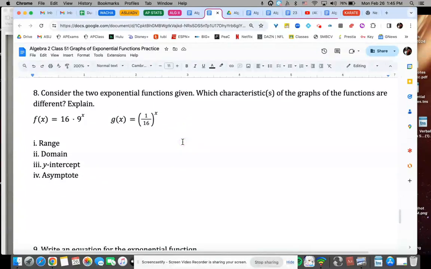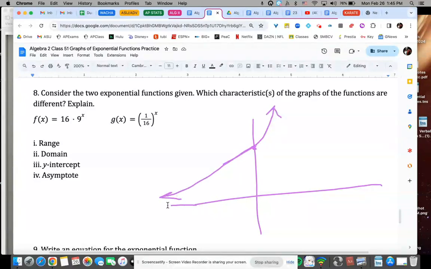Okay, consider the exponential functions. Which characteristics are different? And they're talking about these down here. So remember, I'm just going to do a really quick sketch. So the first one, I'm starting at 16, and I'm just zooming up at a rate of 9, which is really fast. And on the other side, I'm approaching the asymptote of 0. Okay. This one has a rate that's less than 1. So I'm starting at 1, and I'm going to decay, but I'm still approaching the asymptote of 0.